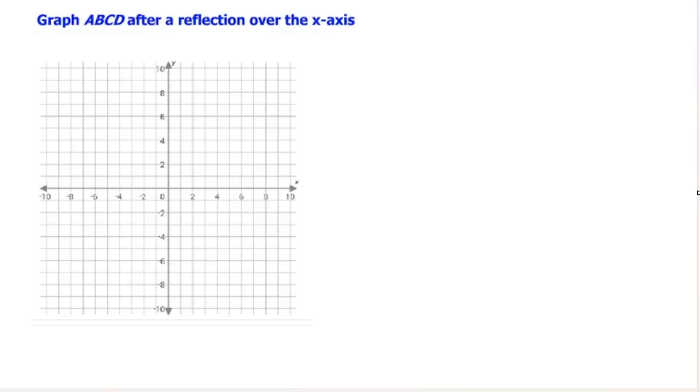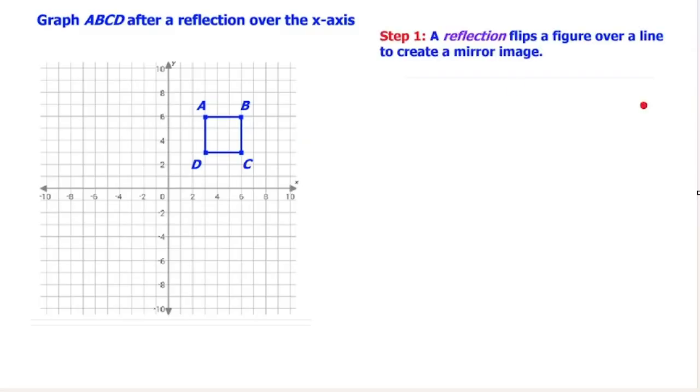In today's video, we're going to work on graphing a rectangle, and it'll be a reflection over the x-axis. So if we have a problem like this that says graph ABCD after a reflection over the x-axis. So we have a rectangle here. Well, it's actually a square, and we're going to reflect it over the x-axis.